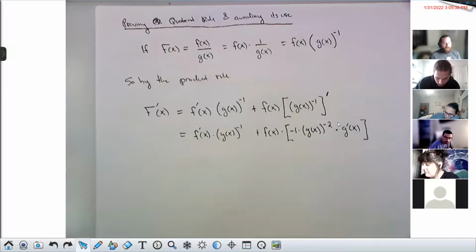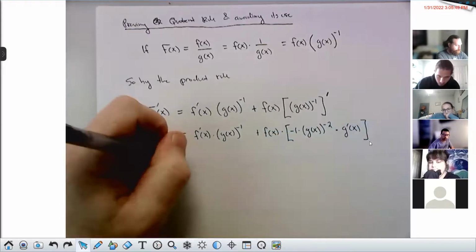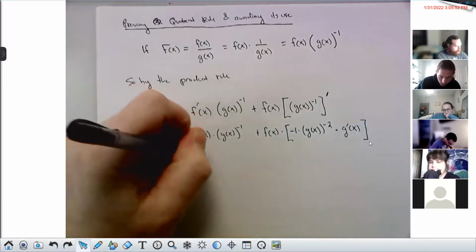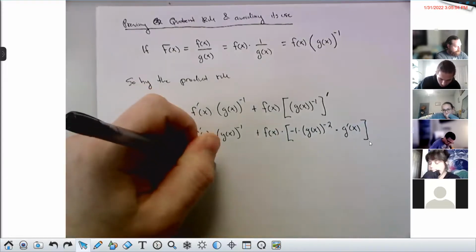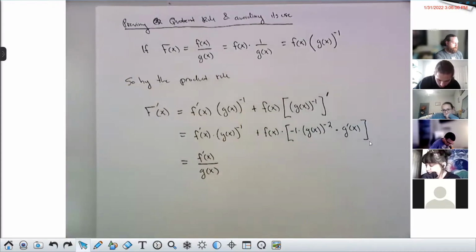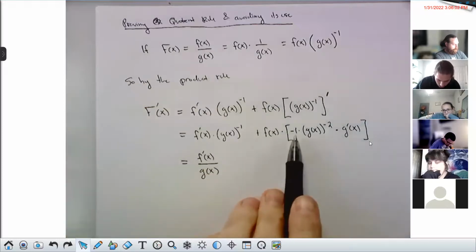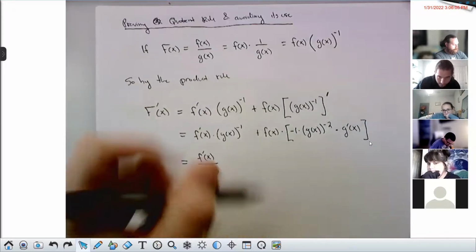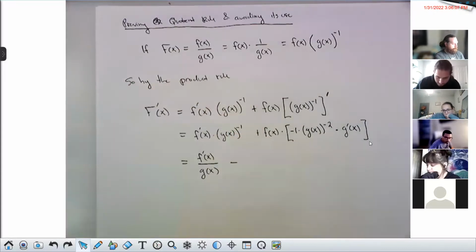And at the moment, this does not look a whole lot like the quotient rule, but it is. You see, if we use the same sort of simplification procedures we've been using elsewhere on this apparatus, first let me say here, f prime times g to the -1, that's f prime of x over g of x. I've got this -1 factor in here, which will make that plus into a minus. I've got f times g primed.